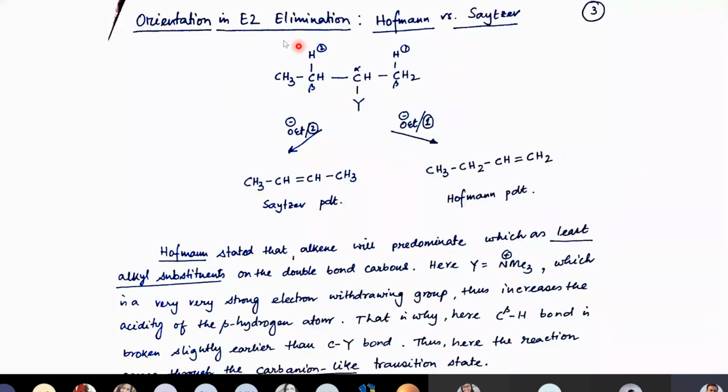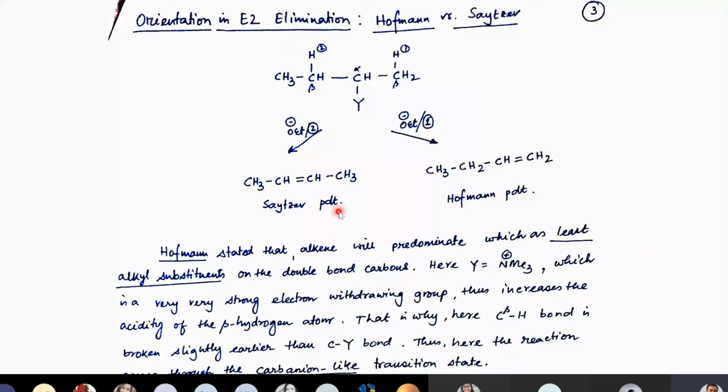So what we are saying here is the orientation of E2 elimination, Hofmann versus Saytzeff. Okay, these are the two possible ways of elimination. In the Hofmann pathway, there are two possibilities. If this proton goes away, then you get a terminal alkene which is less substituted, which is called the Hofmann product. If this proton goes away, you get the more substituted, which is called the Saytzeff product.